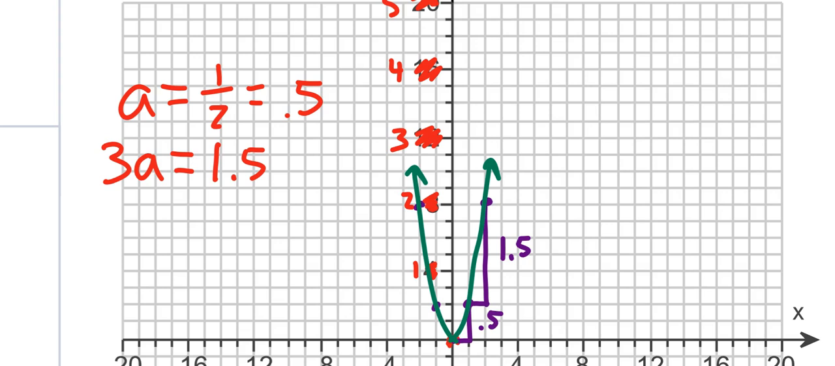Yes? Why is it at 2? Why does it stop at 2? Oh, because it went up over there. Okay.